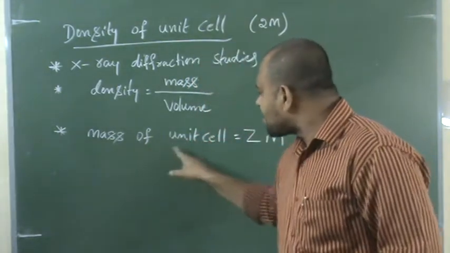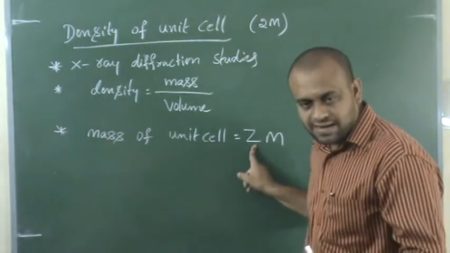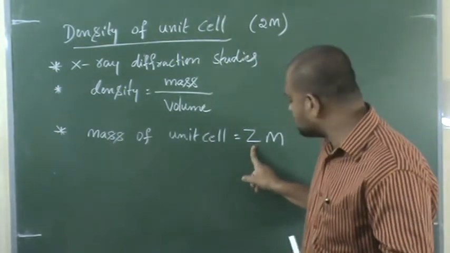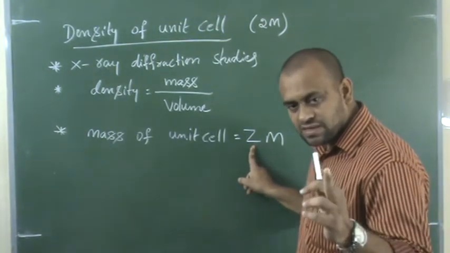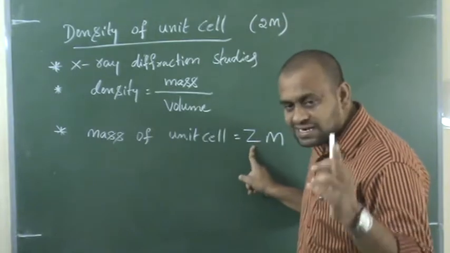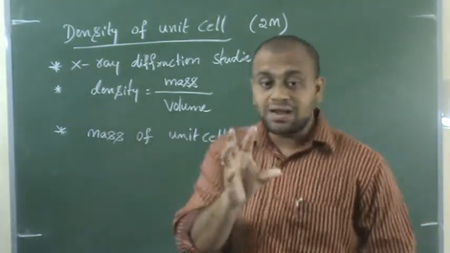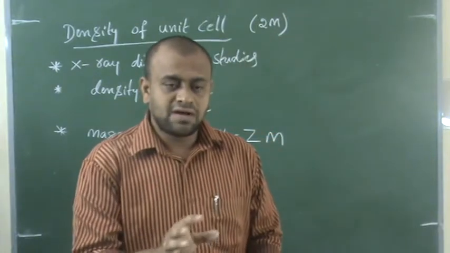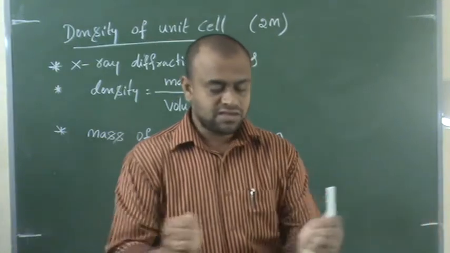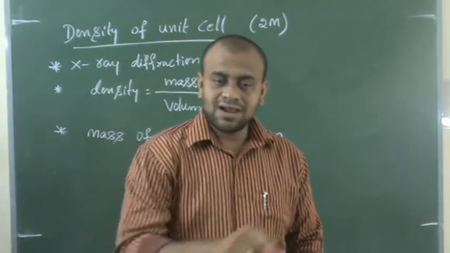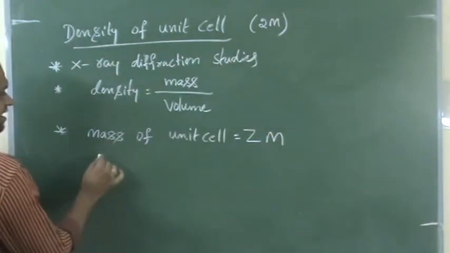Similarly, the mass of a unit cell is nothing but the number of atoms times the mass of one atom. If BCC, Z is 2. For FCC, Z is 4. For primitive, Z is 1. Then m is nothing but the mass of one atom. Mass of one atom into the number of atoms will give us the total mass of the unit cell, correct?